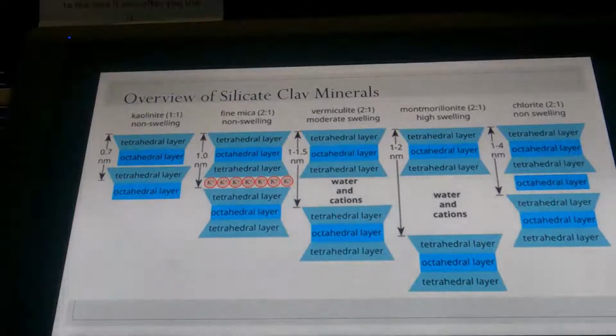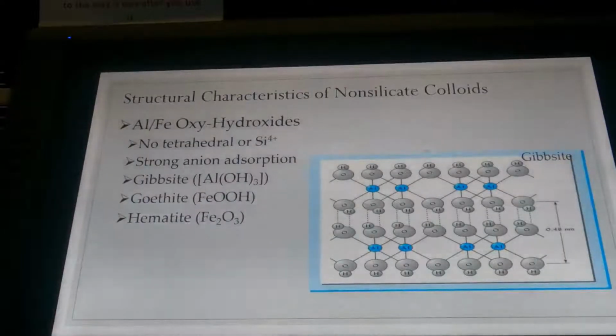Kaolinite is going to be the smallest one. But this will be beneficial for identifying the different types of clay minerals. We also talked about aluminum and iron oxyhydroxides. They don't have a tetrahedral or silica.